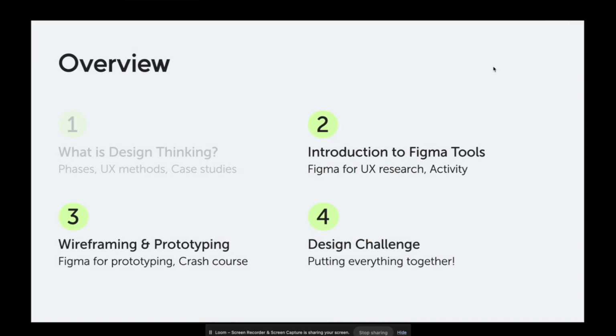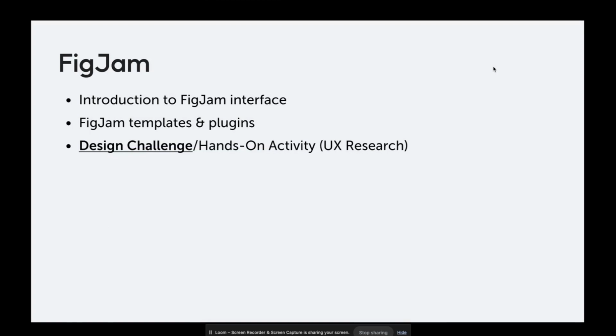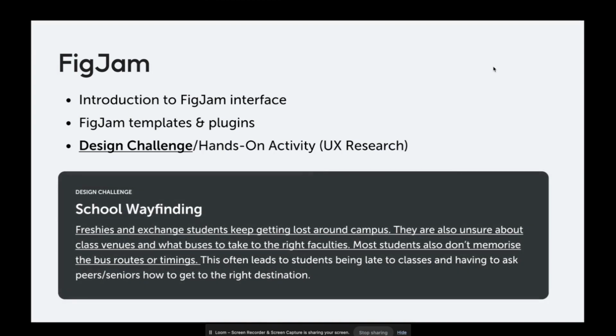Now I'm going to dive a bit into Figma tools. So in Figma, there are two key tools that I use a lot: FigJam and Figma. Figma is, of course, the tool which we use for prototyping, but FigJam is an amazing tool when it comes to all these UX methods, which I explained above. So let's dive into FigJam. Of the interface, we can play around with the templates and plugins, and of course, let's get our hands a bit dirty with an activity, a little design challenge to practice some of the UX research methods above. And we can do all of this in FigJam.